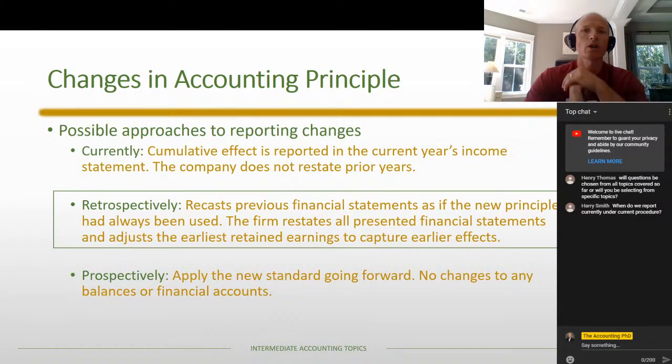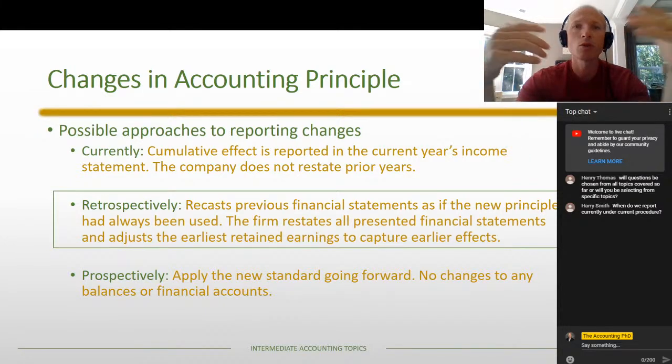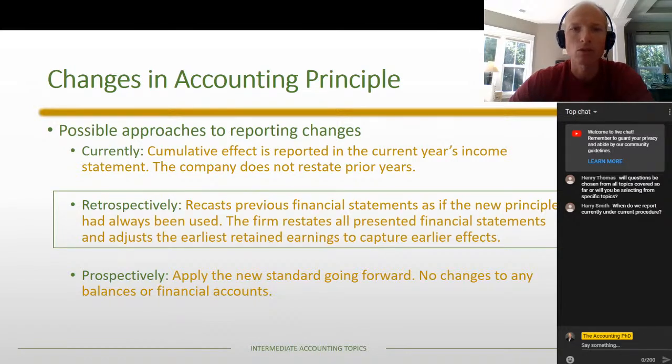Now, as far as what FASB adopted is they actually adopted the retrospective approach, which is the most comprehensive. It provides the best information, and so that's the method that we use.